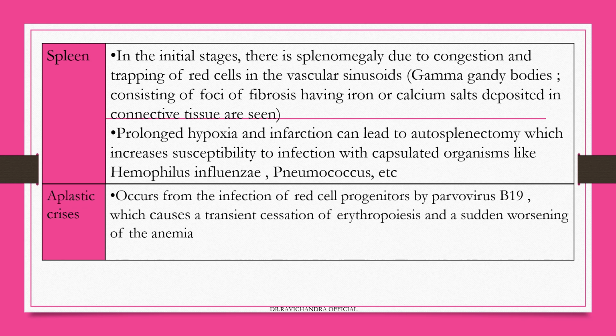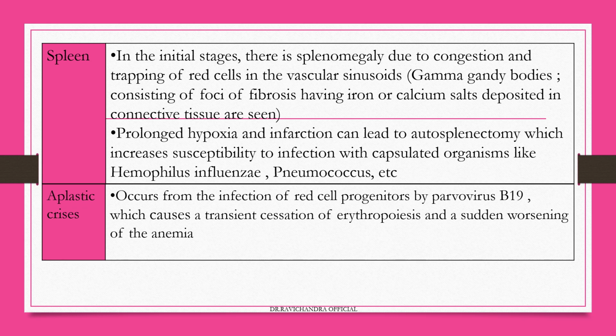Spleen. In the initial stages, there will be splenomegaly due to congestion and trapping of the red cells in the vascular sinusoids. As a result, Gamna-Gandy bodies will be formed. Gamna-Gandy bodies can be asked for a 3 marks question, or in the MCQs they can ask you. Gamna-Gandy bodies consist of foci of fibrosis having iron or calcium salts deposited in connective tissue. Prolonged hypoxia and infarction can lead to autosplenectomy, which increases the susceptibility to infection with capsulated organisms like Haemophilus influenzae, pneumococcus.